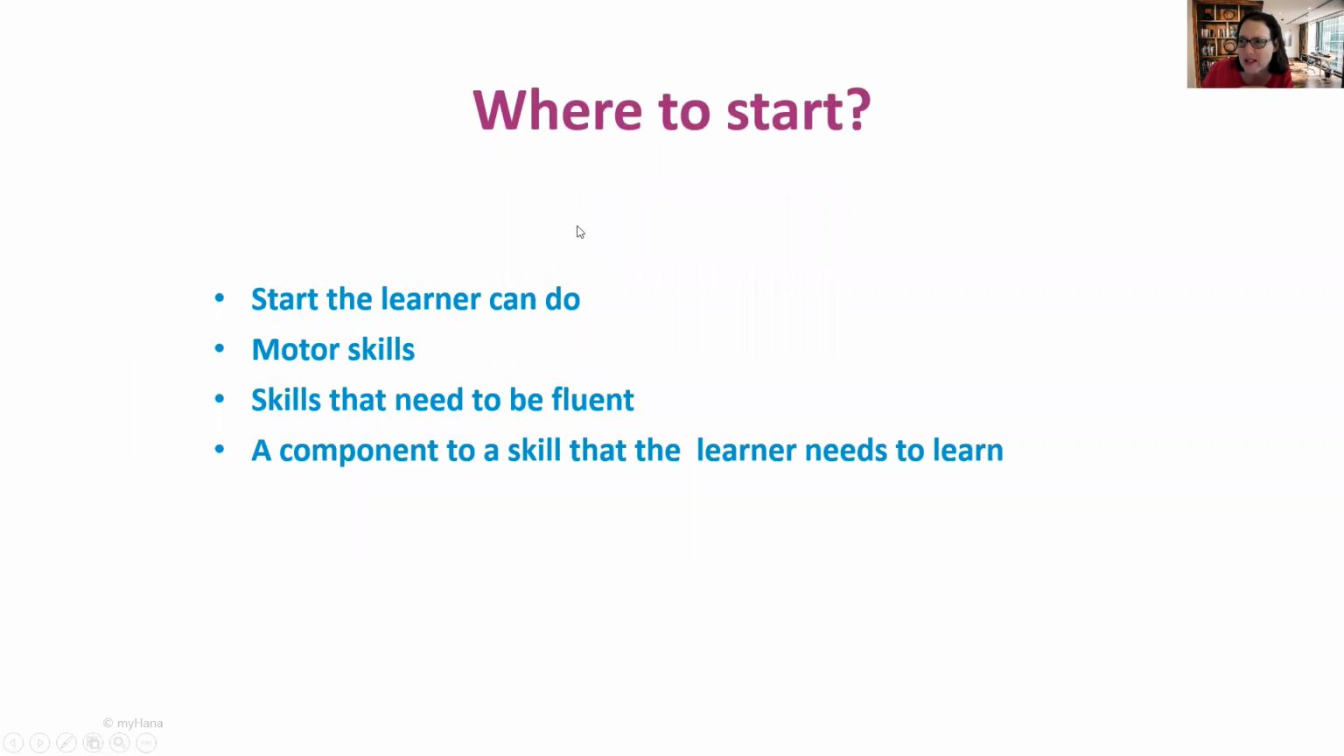So how do we know where to start with all this? Well, we're going to start with what the learner can do. We'll look at motor skills, skills that need to be fluent, and we'll look at a component or a part of a skill that the child might need to learn as part of a bigger skill. So we're going to look at motor skills, like I said. We don't want to overlook skills that are part of other skills, which is what a component is.